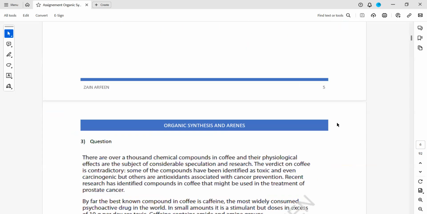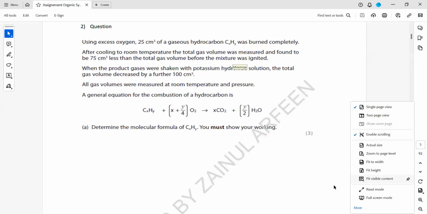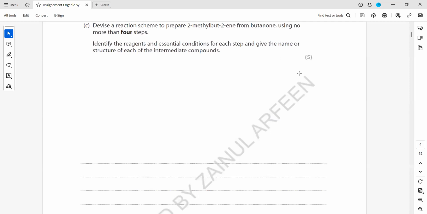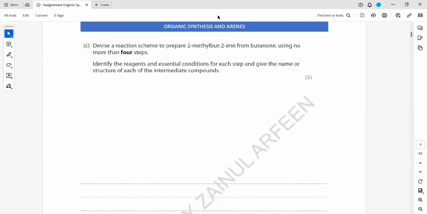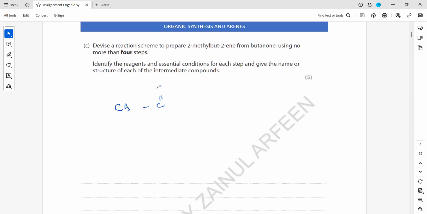In question two, using an excess, butanol... ketone is, no, not tertiary. Ketone will also always form secondary alcohol. Like here, whenever a reduction happens for a ketone, it will form a secondary alcohol, like CH3, C double bonded with O, CH2 and CH3. When we do a reduction, it will form CH3, COH will be there, H will be there, CH2 and then CH3.